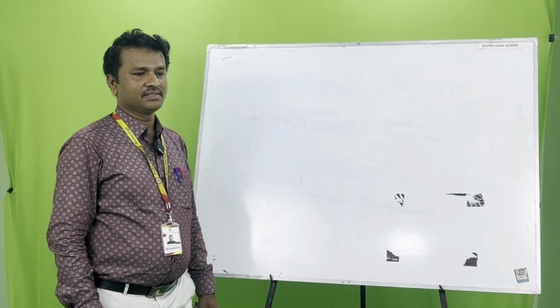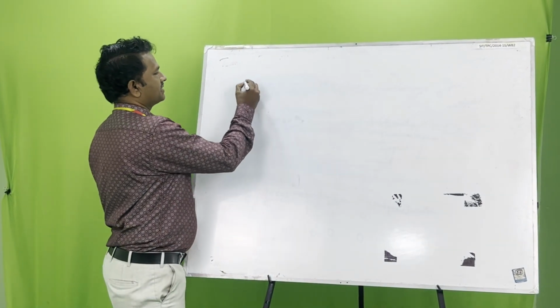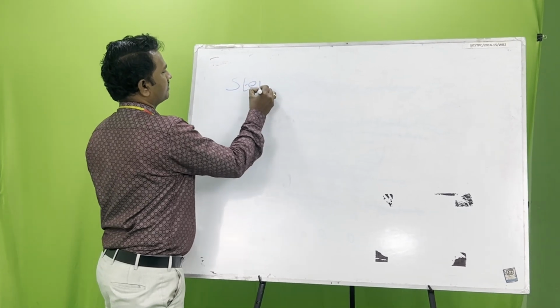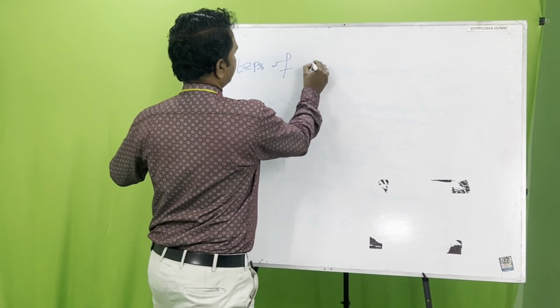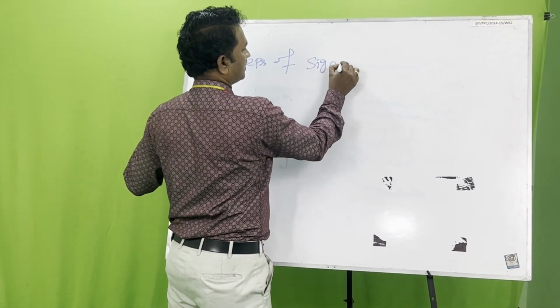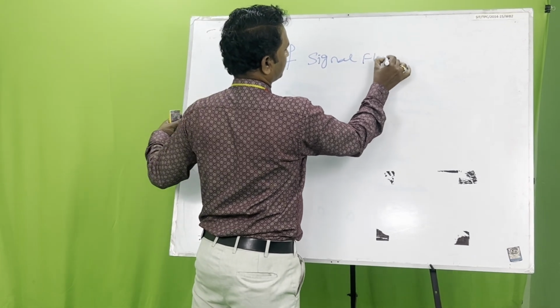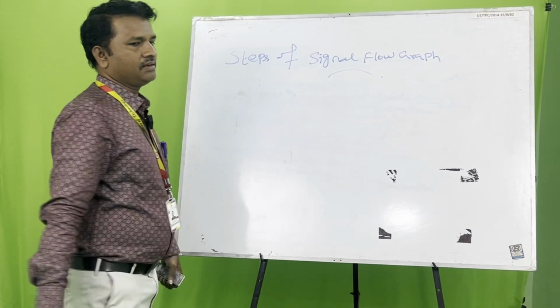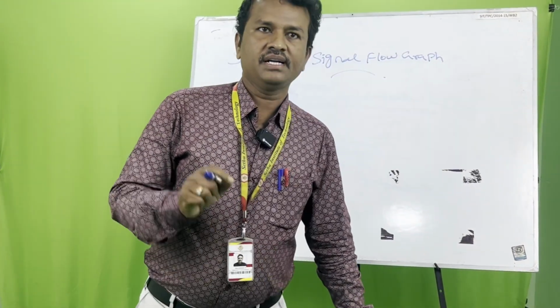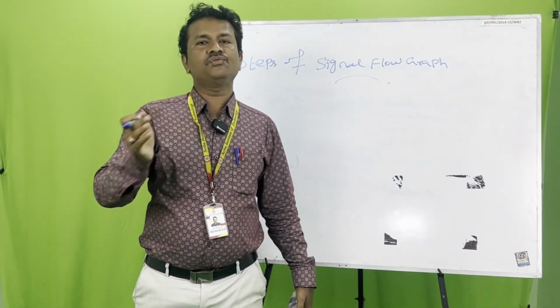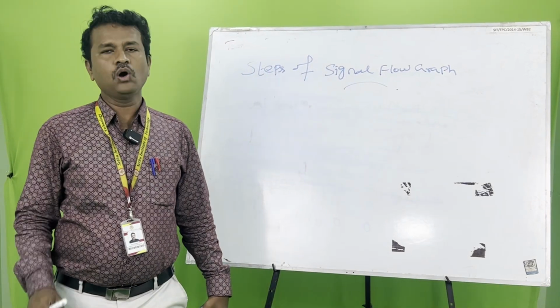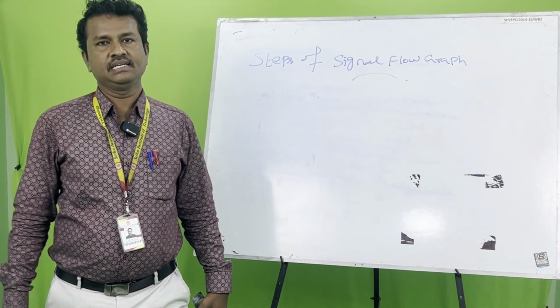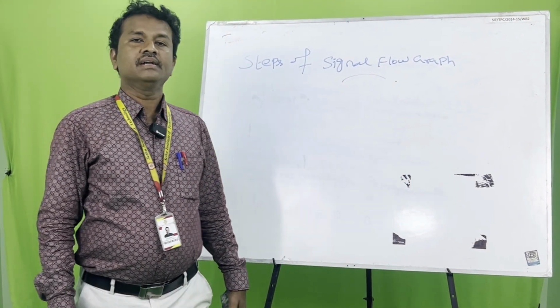Good morning, students. Today we are going to discuss the steps of the signal flow graph. First of all, we are going to discuss what is meant by a signal flow graph. A signal flow graph is nothing but a graphical representation of the transfer function.